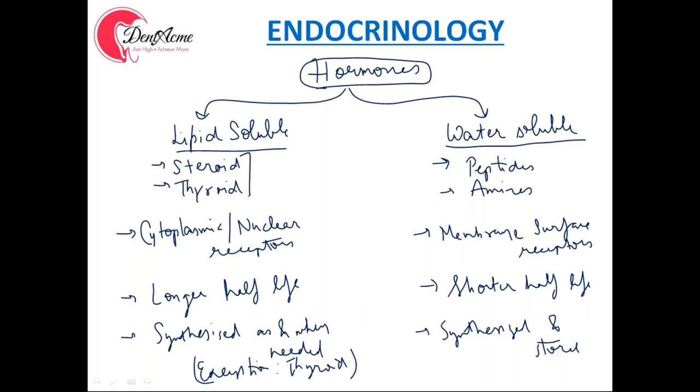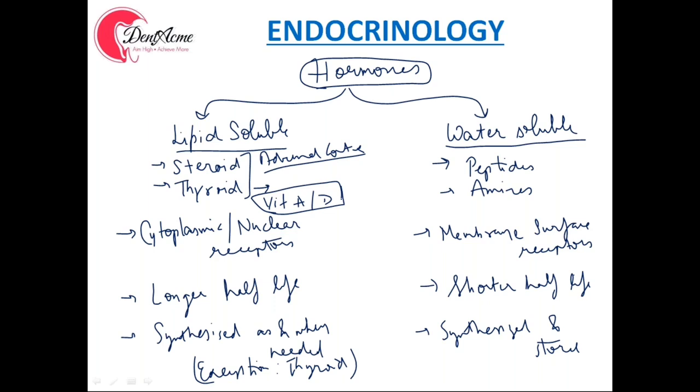So lipid soluble hormones mainly consist of the steroid hormones, that is the hormones of the adrenal cortex: the glucocorticoids, the mineralocorticoids, the sex steroids, and the thyroid hormones. Along with that, they also include vitamin A and vitamin D, which also act as hormones. All of them are lipid soluble.